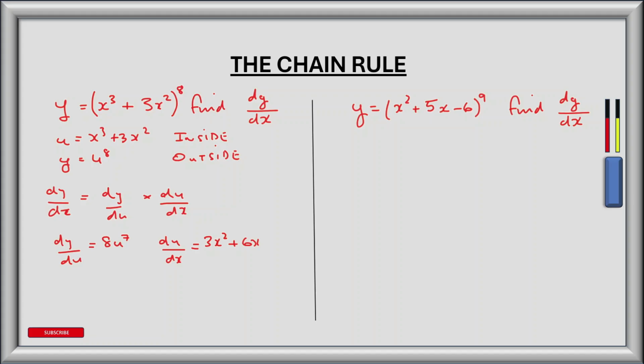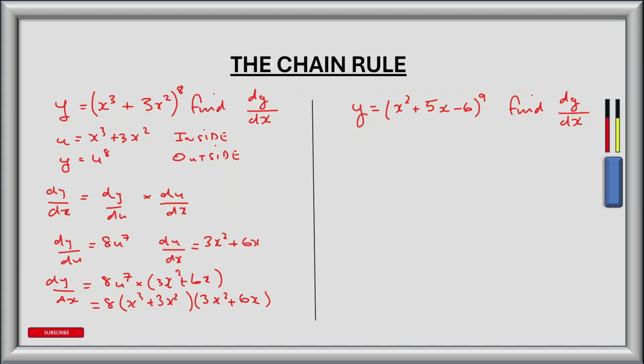So now we have dy by dx, which is what we want to find, is equal to dy by du, 8u to the power of 7, multiplied by du by dx. Now that's 3x squared plus 6x. So now we can substitute back in the value for u. So we have 8, and we know u is equal to x cubed plus 3x squared, and that's multiplied by 3x squared plus 6x. So that is our answer.